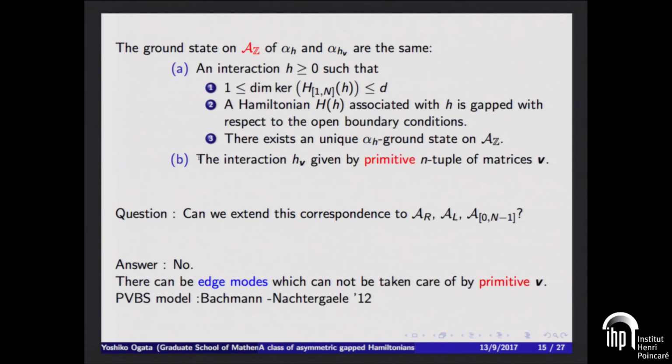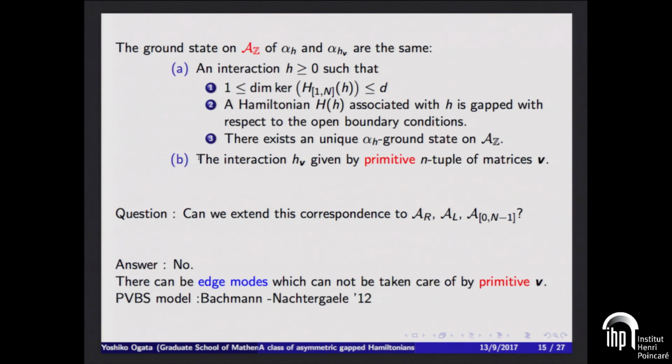So is it possible to find some primitive V satisfying this correspondence not only for the full chain but also for these other intervals? But unfortunately, the answer is no. This is because there can be an edge mode which cannot be taken care of by a primitive V. That was discovered by Bachmann in the model called the PVBS model.